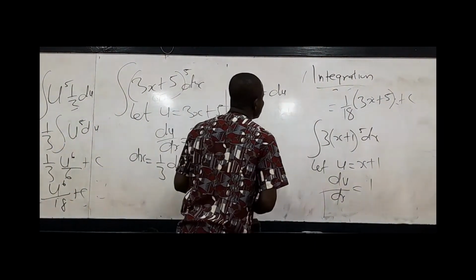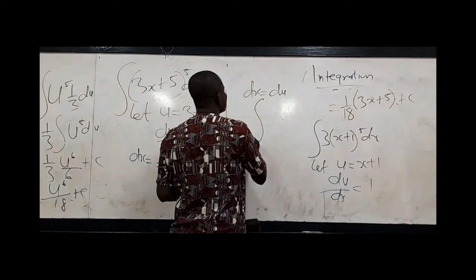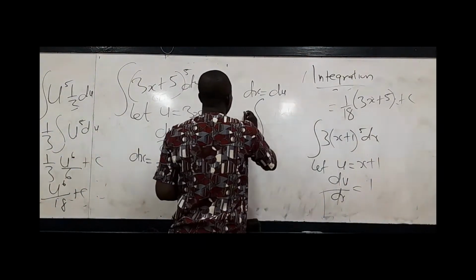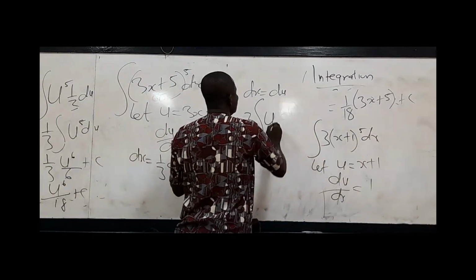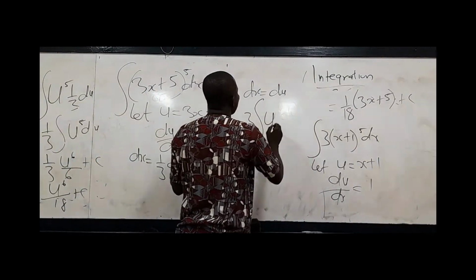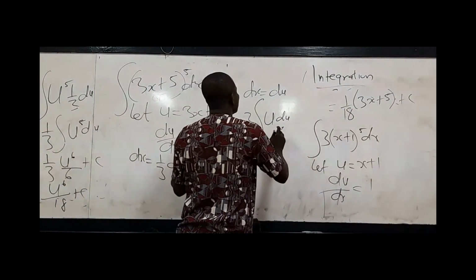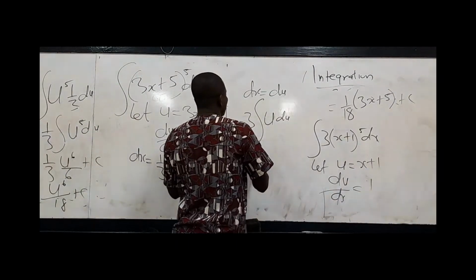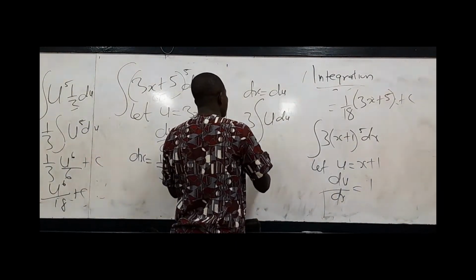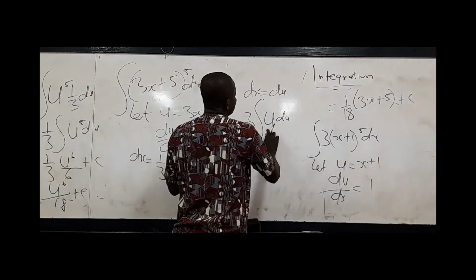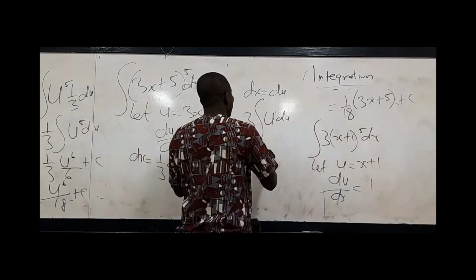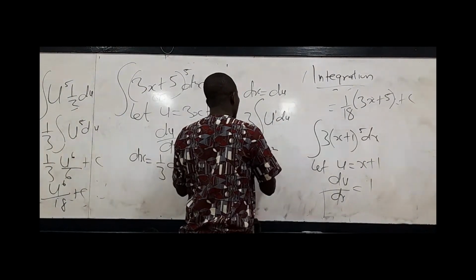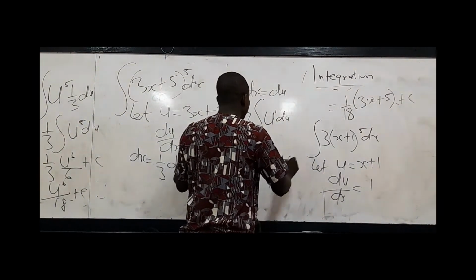So once again, you are going to have this integral sign, and this 3 will come out like this, then u to the 5 du. When you integrate this, you are going to have 3 times u squared over 2 plus c.